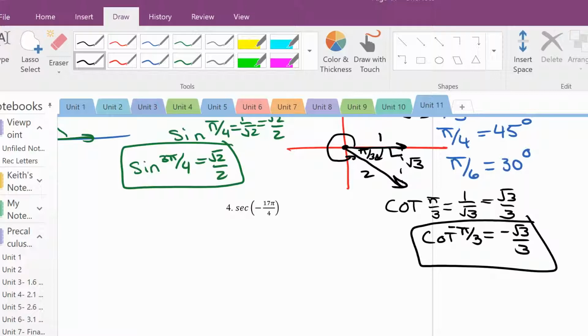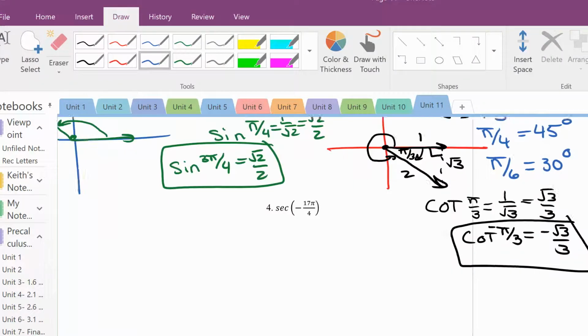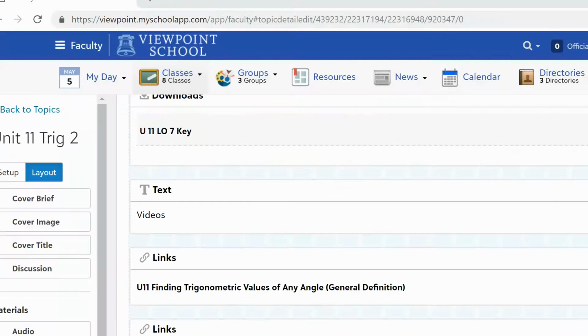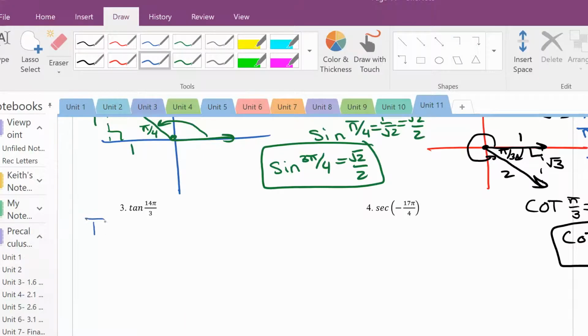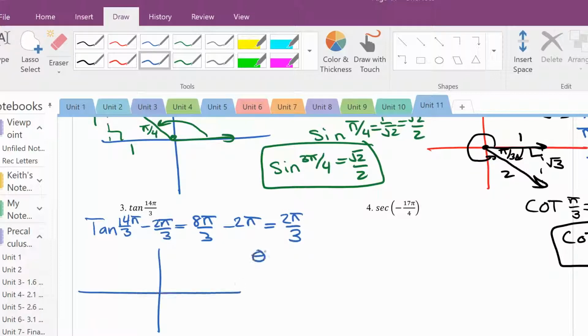Secant of negative 17 pi over 4. Well, actually, we'll do the tangent first. Tangent of 14 pi over 3. Well, remember, 14 pi over 3 minus 2 pi gives you 8 pi over 3. And that's still bigger than 2 pi, so we subtract again. And we get 2 pi over 3. That's in the second quadrant. The reference angle is equal to pi over 3.